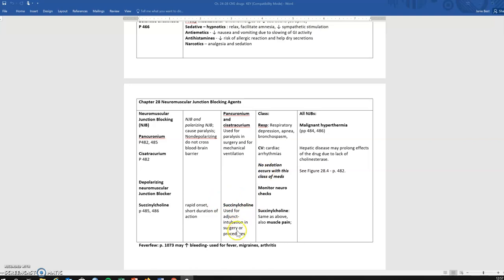Succinylcholine is very short-acting. It's usually used for intubation, while the pancuronium and cisatracurium can be used for patients who are being mechanically ventilated. Malignant hyperthermia is a problem for all of these drugs, so please look at the chart and the discussion of malignant hyperthermia that is found in your textbook.